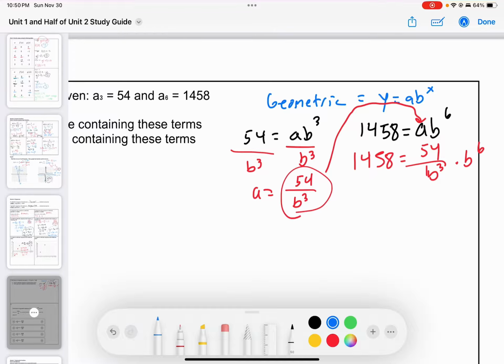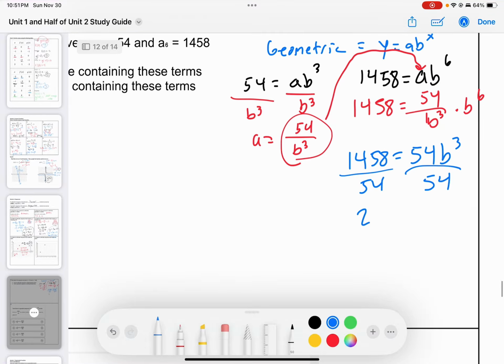Law of exponents, since this is on the top, this is on the bottom, I subtract. We get 1458 equals 54b to the third. So we're going to divide both sides by 54. 1458 divided by 54 is 27. 27 equals b to the third.